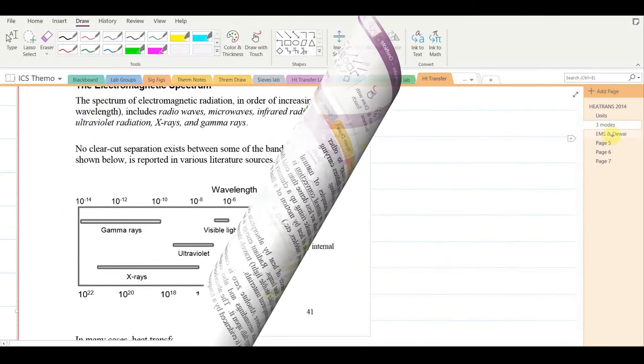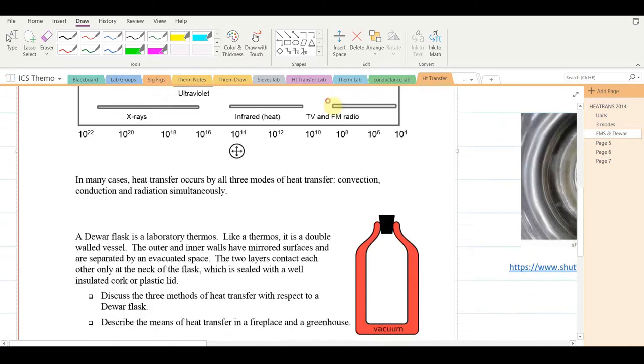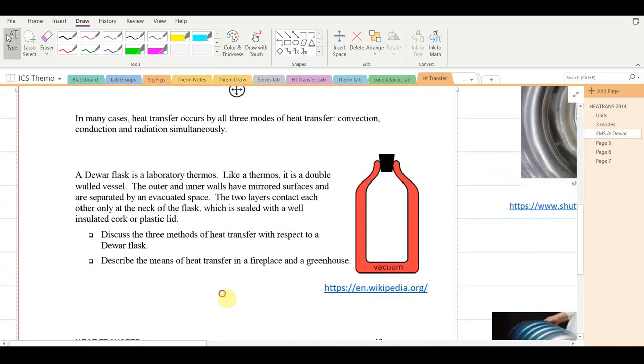Page 42. We'll discuss the electromagnetic spectrum more back in our chapter on thermometry. I want to wrap up this short little chapter with a discussion of the Dewar flask.